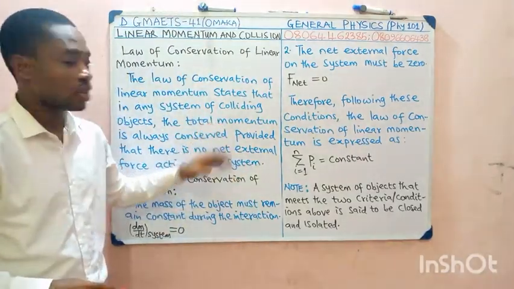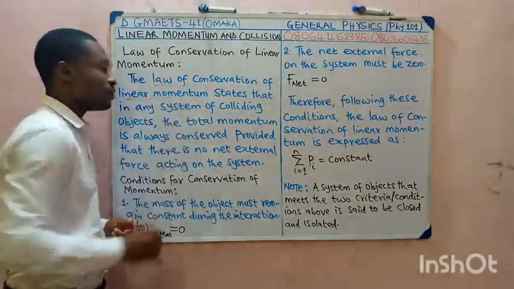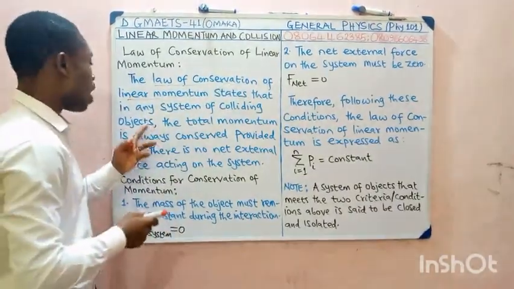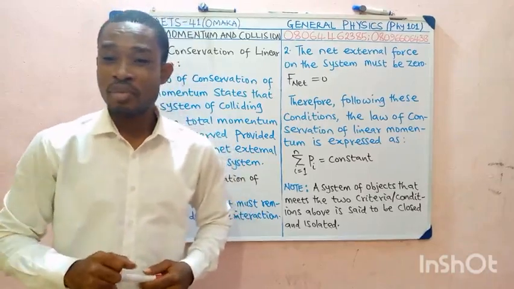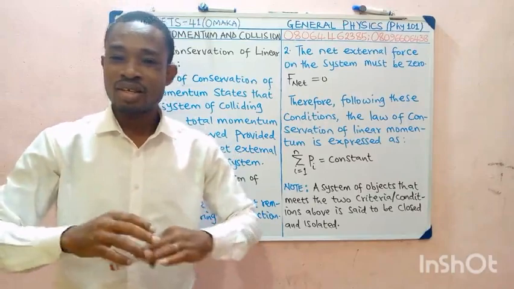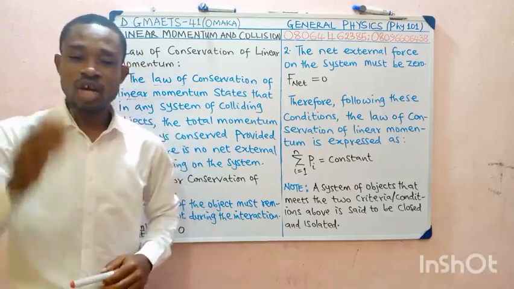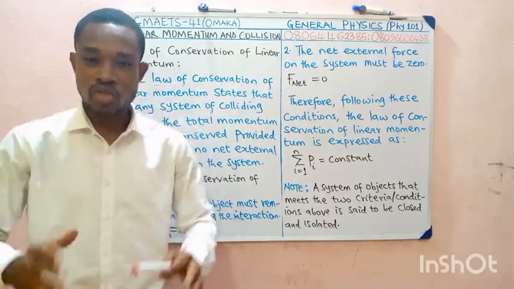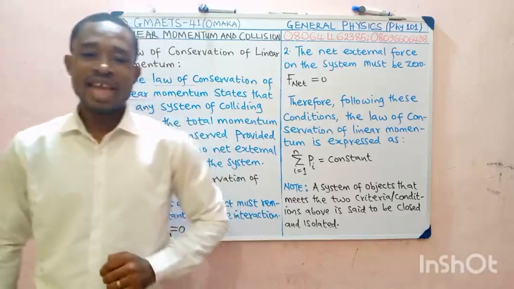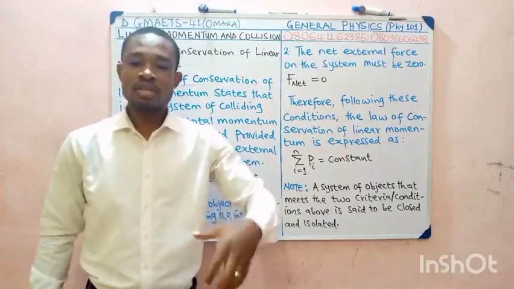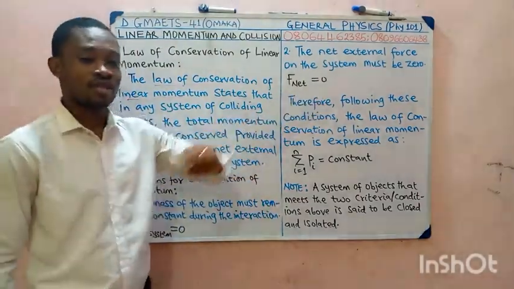Can we now state the law? The law of conservation of linear momentum states that in any system of colliding objects, the total momentum of the system remains the same, is constant, does not change. Total momentum is always conserved on the condition that there is no net external force acting on the system. Of course, that's why we talked about these two conditions being satisfied.